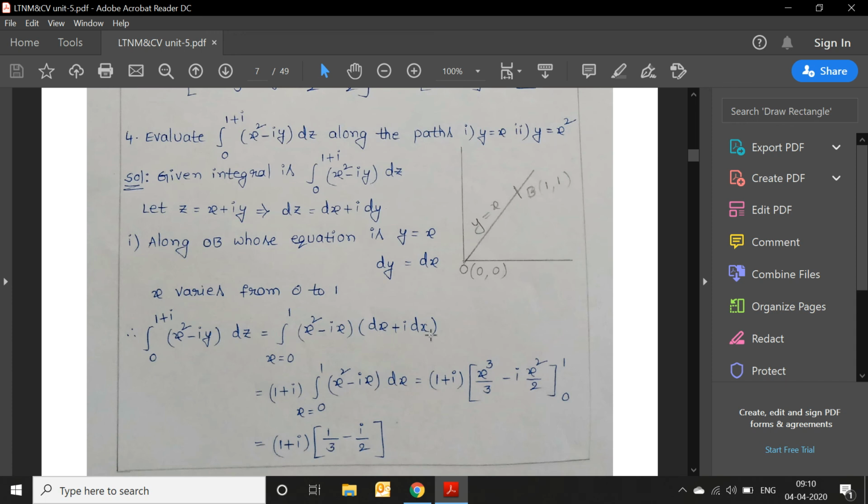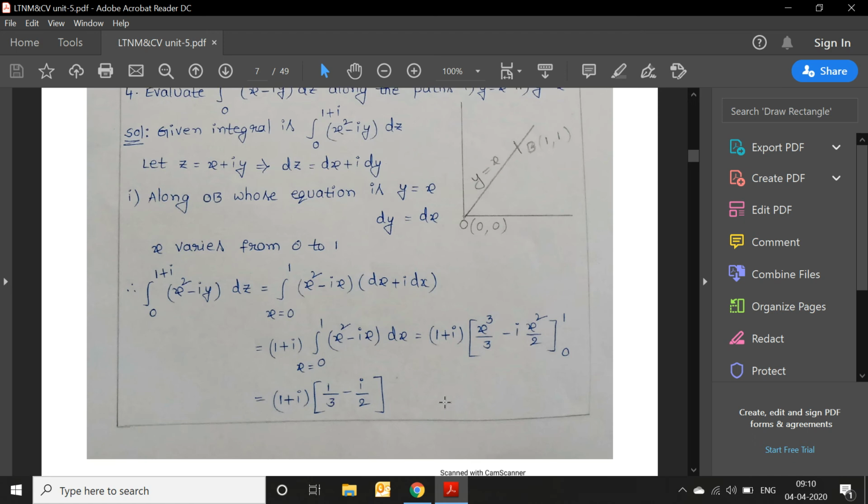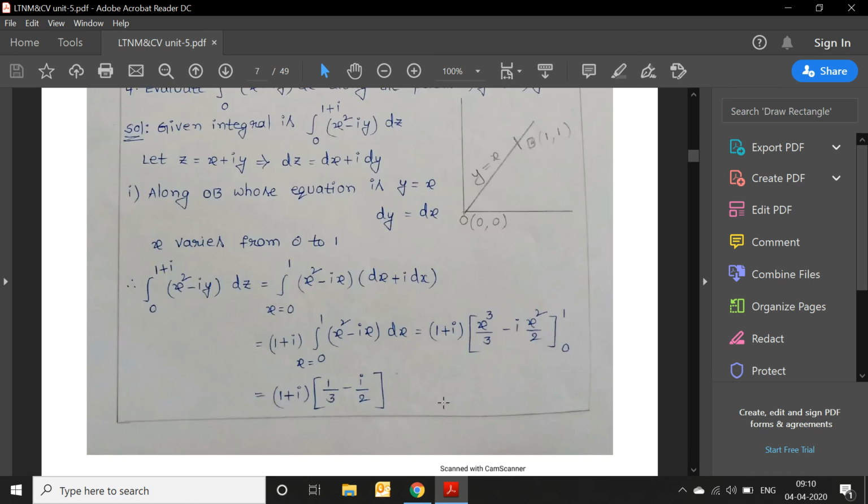Here dx is common, 1 plus i is a constant outside, and you can integrate that. X square integration is x cube by 3, minus i into x, integration is x square by 2, limits are 0 to 1. If you substitute, we get 1 plus i into 1 by 3 minus i by 2. Next, going to the next path.